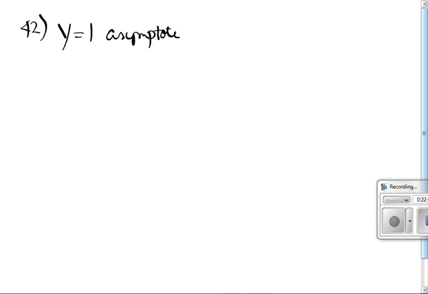What does this mean, y equals 1, as an asymptote? What kind of asymptote is it? It's a horizontal one, right? And you have to remember horizontal asymptotes are the limit as x goes to infinity of my function has to equal 1. So now we're going to look at the graphs here.